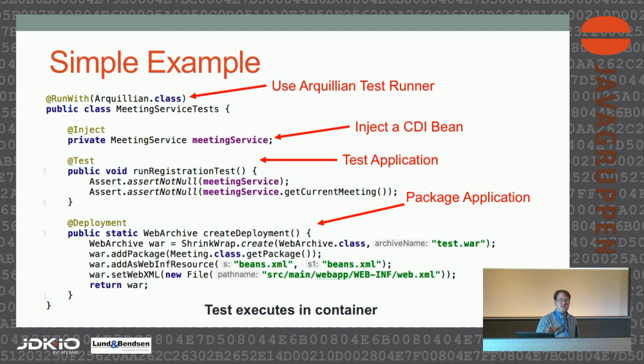I could be injecting a stateless session bean. I could be injecting a Spring bean, and then finally the deployment down below. This actually is the first thing that gets executed. So this programmatically builds up what is in the WAR file that it's going to deploy to the container. Creates basically a virtual file system containing the application. So using this, I can specify which Java packages for my application I want to test with.